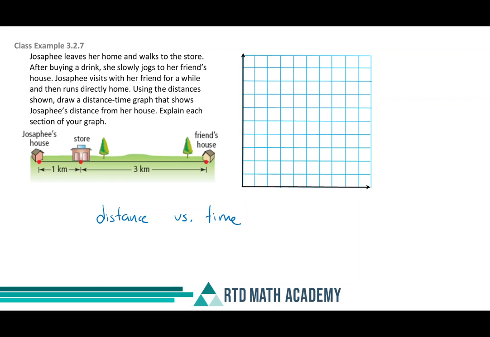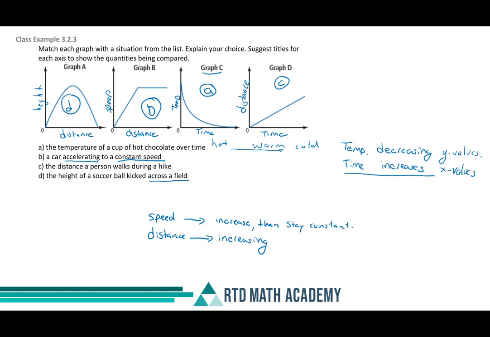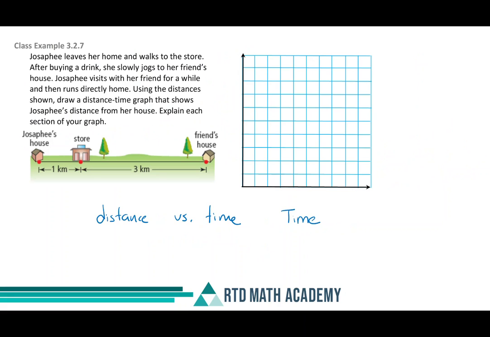Distance, on the other hand, we can see in Josephine's example here, our distance is changing all of the time. So it's actually what we would call our dependent variable or response variable. And so in that case, we're going to put time along the x-axis, and we're going to put distance along the y-axis.